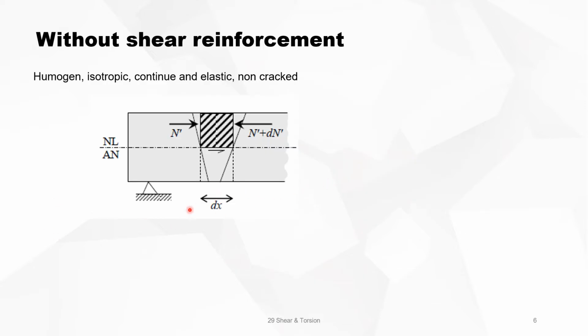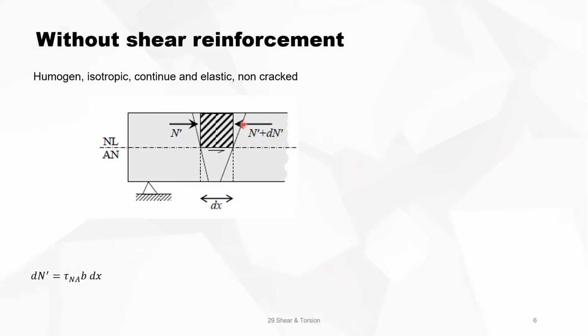Suppose we have a beam in a material that is homogeneous, isotropic, continuous, and elastic, with a non-cracked section. We look at the neutral axis and we take one portion out of it, a portion with a length dx. We have a bending moment in front of it and a bending moment at the back of it. We see that for the section in compression, the total compression force is N, and after the section it is N plus dN, the increment.